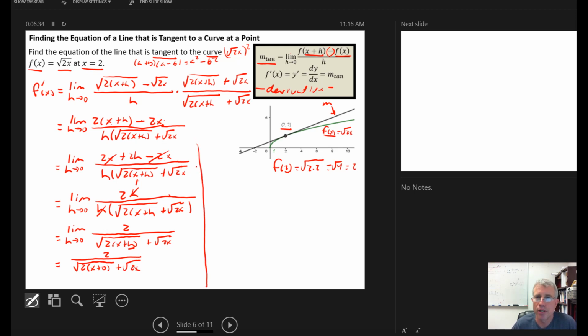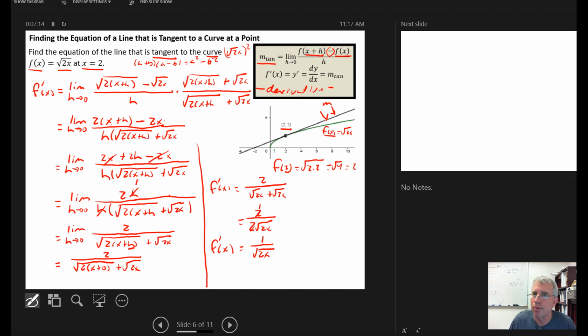I'm going to pull this over here. So f prime of x is going to equal 2 over x plus 0 is just x. So I wind up with the square root of 2 times x plus the square root of 2 times x. So there's 2 roots of 2x, so I get 2 times 1 plus 1 is 2 of them. And 2 divided by 2 is 1, so I wind up with 1 over the square root of 2 times x. So there's my derivative. So first step, calculate the derivative.